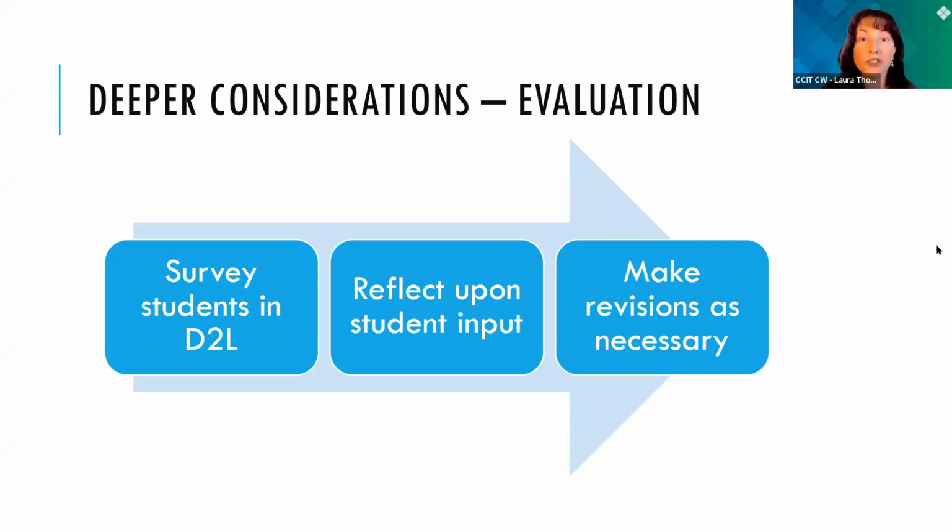So you might survey your students right there in D2L. You can create a survey that's not graded and it can be anonymous. They can give you feedback. Of course, you reflect upon that student feedback, determine if you have critical mass for that feedback, for instance, that it would seem to mean a lot to a number of students, and then you make those revisions as necessary for future videos. And that's how you can make sure that your videos become even more effective, because you're asking your audience, how did it go?